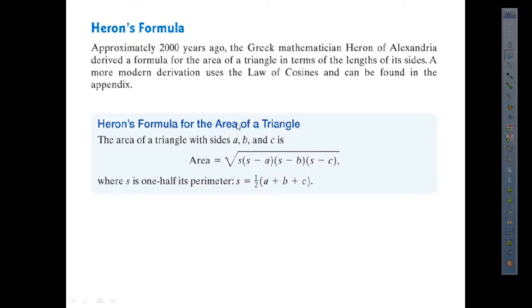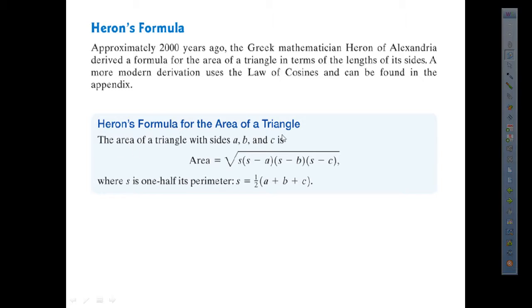All right, now the next thing we're going to talk about is Heron's formula, and it's approximately 2,000 years old. Ago, the Greek mathematician Heron of Alexandria derived the formula for the area of a triangle in terms of the length of its sides. Now, a more modern derivation uses the law of cosines, and you can look at it if you want to, but I don't think you would.